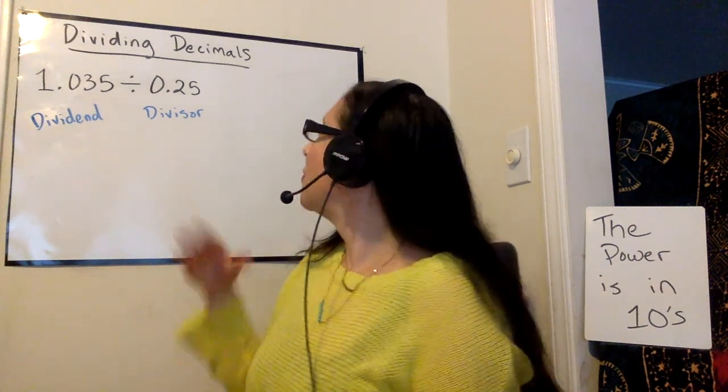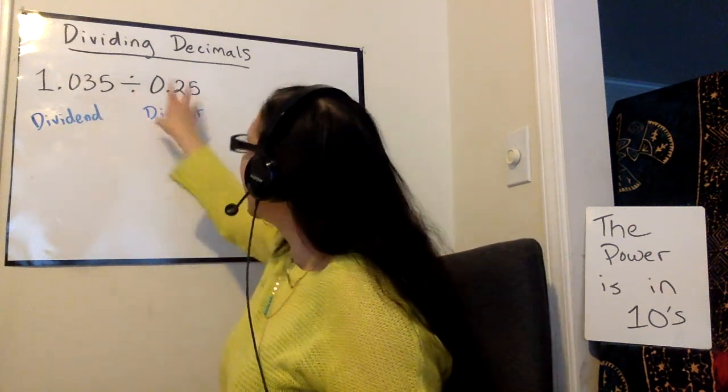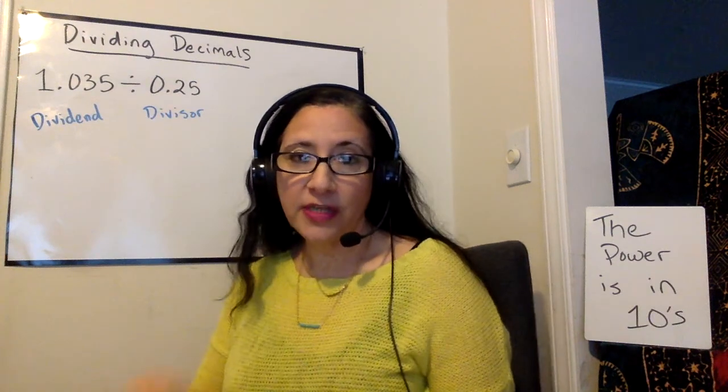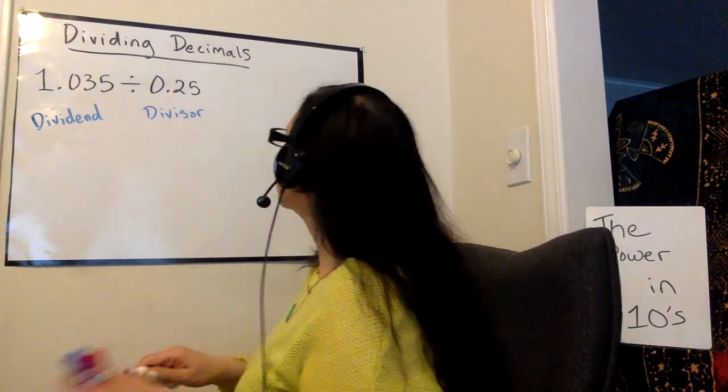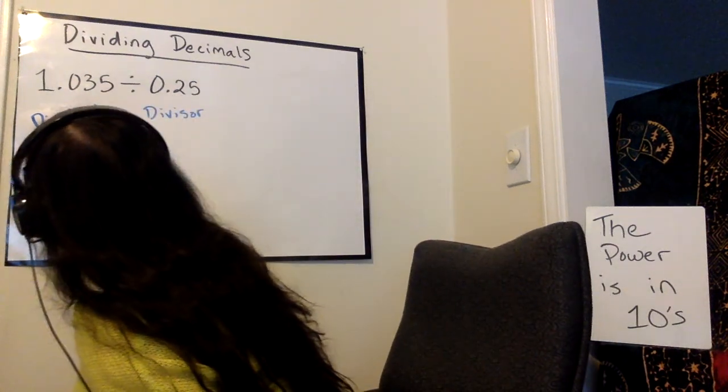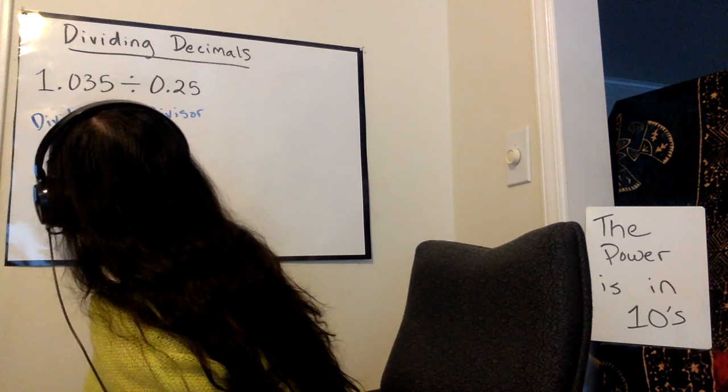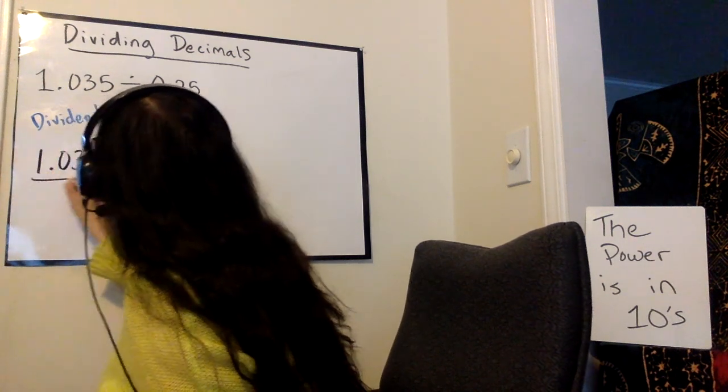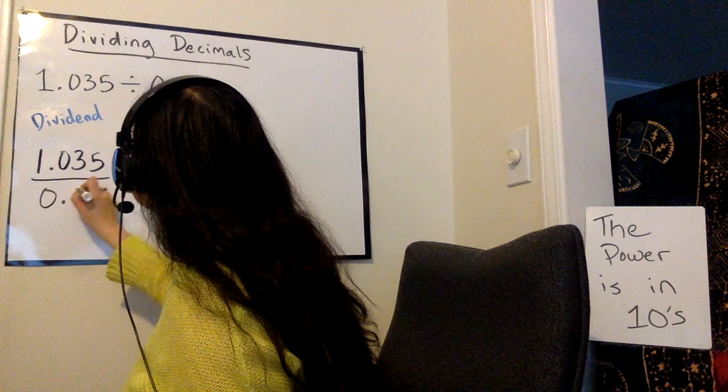Okay. So let's first change it so it's vertical instead of horizontal. So that's my first job. So I have 1 and 35 thousandths divided by 25 hundredths.